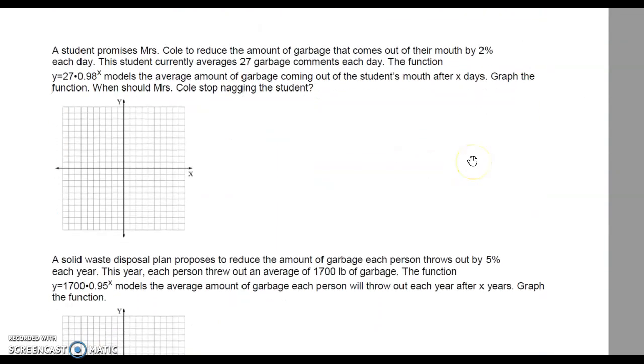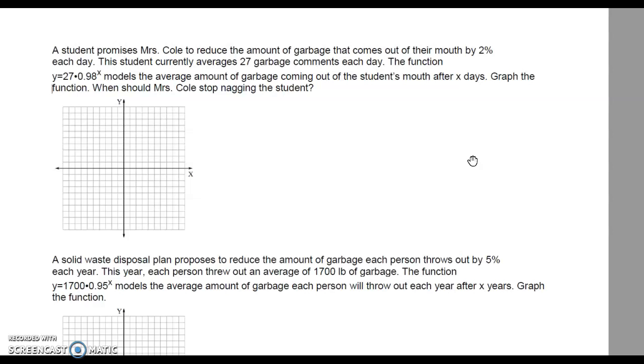Next one, a student promises Mrs. Cole to reduce the amount of garbage that comes out of their mouth by 2% each day. The student currently averages 27 garbage comments each day. The function y equals 27 times 0.98 to the power of x models the average amount of garbage coming out of the student's mouth after x days. Graph the function. When should Mrs. Cole stop nagging the student?